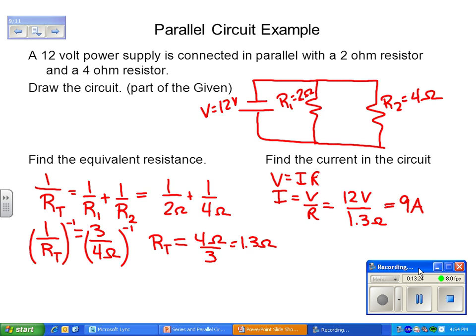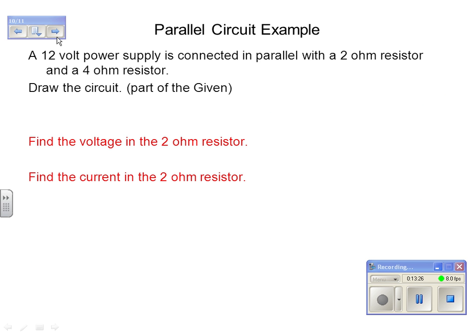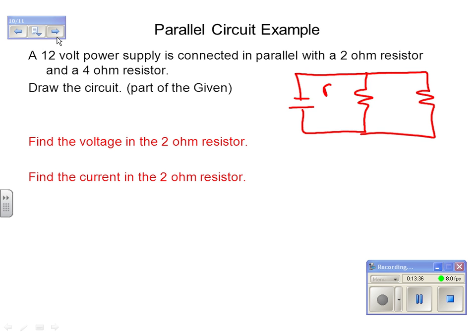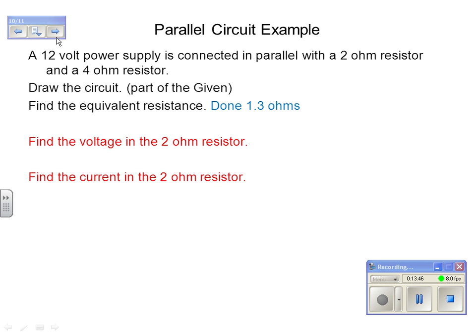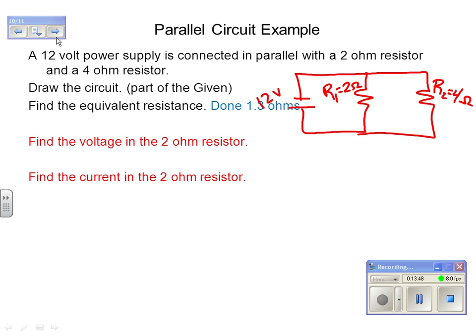So now it's time to look at just a piece of the circuit. And so we're going to have our circuit drawing again. There's our 2 ohm resistor. There's our 4 ohm resistor. And our 12 volt power supply. And so the equivalent resistance we found 1.3 ohms. And the current in the circuit is 9 amps. We know both of those from the previous problem.